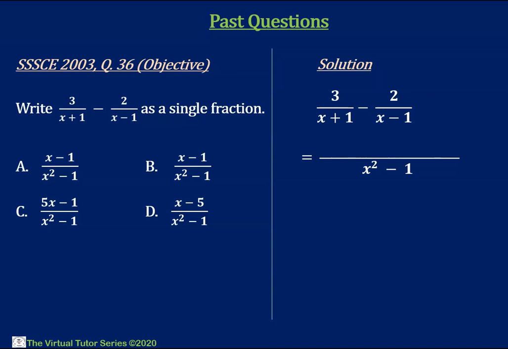Now, let's express all fractions in terms of the LCM. x plus 1 into x squared minus 1 is x minus 1. So we have 3 into bracket x minus 1, bracket closed. Again, x minus 1 into x squared minus 1 is x plus 1, giving us minus 2 into bracket x plus 1, bracket closed.